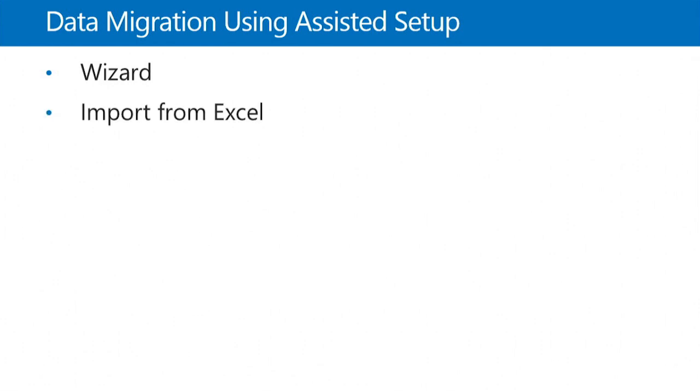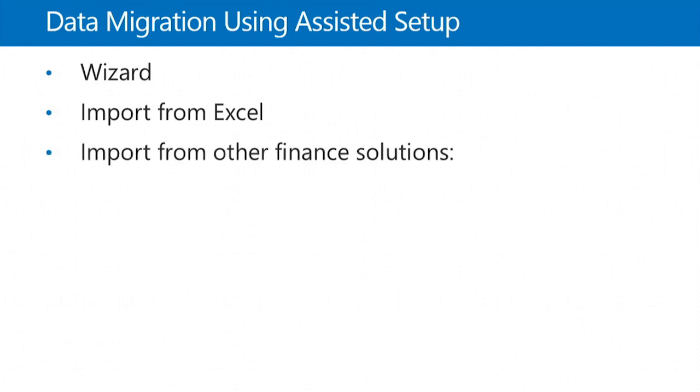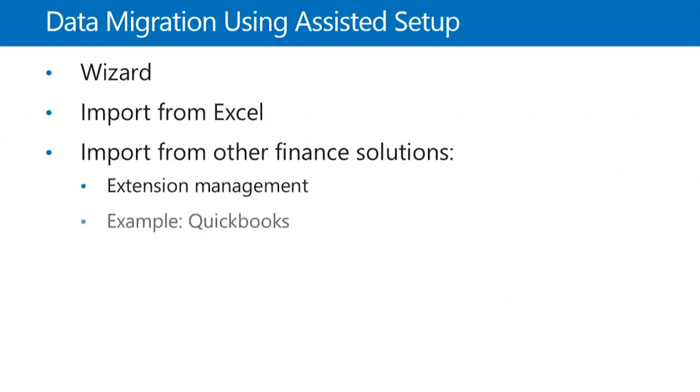We can import from Excel. So the option that we have is to import from Excel. But you can also import from other finance solutions. And the example that we have in our demo company is, for example, QuickBooks. So this is using the extension management in Microsoft Dynamics NAV, which means that in real life you can use these extensions and also build extensions to use other finance software applications. But again, the example that we have here is QuickBooks.